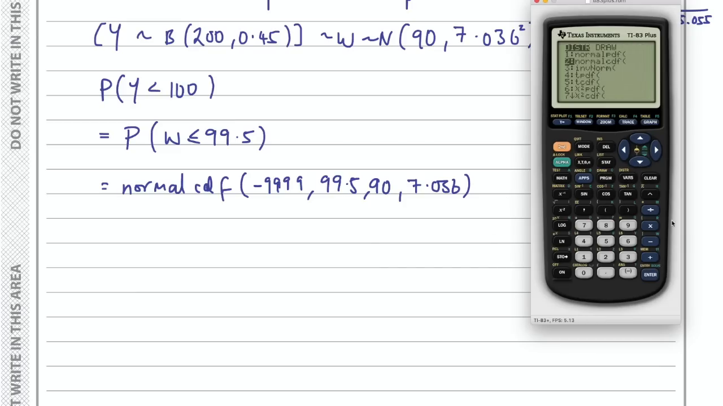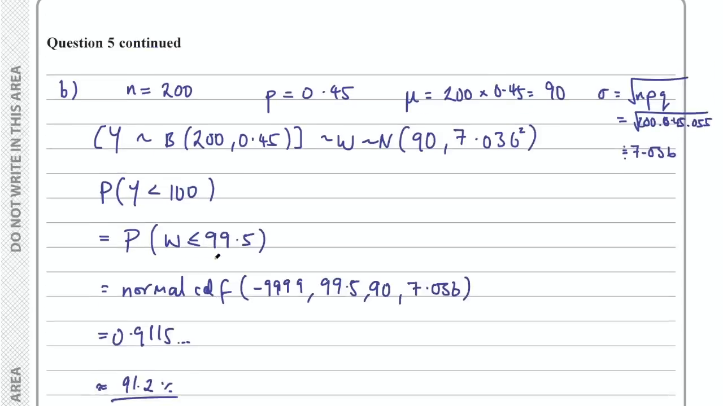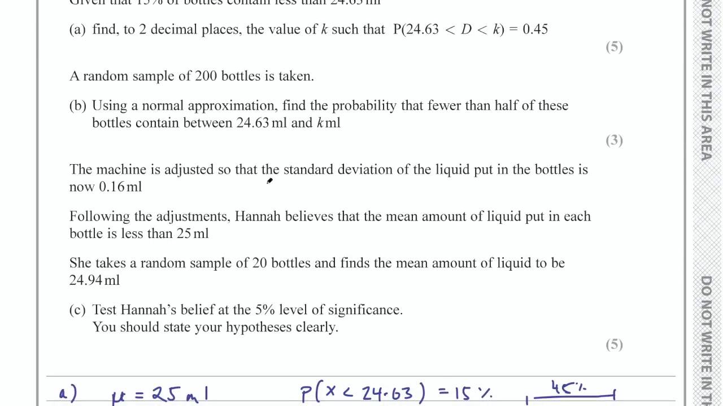So normal cumulative distribution: minimum, maximum, mean, and standard deviation. And I get a probability of 0.9115. Rounded off, this is 91.2%. Okay, so for part B, my final answer is 91.2%.